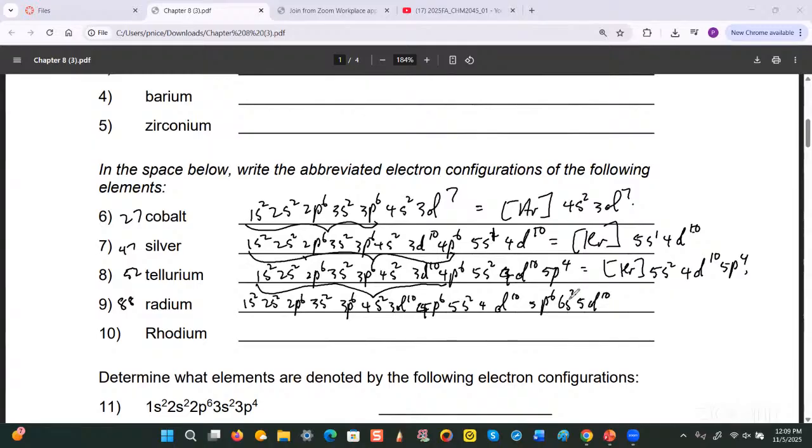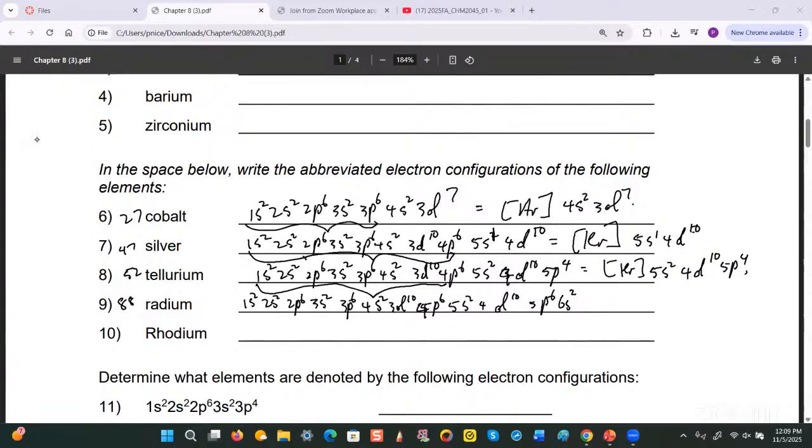So let's do a quick check here. 54 plus 2, 56. 56 plus 10 gives you 66. Okay, so what comes after 5d? 6p6. 7s2. 4f, yeah. Oh, I missed that. I skipped that. Okay, so after 6p, yeah, there's 4f. Oh, before 5d, my bad, hold on. Let me erase that here.